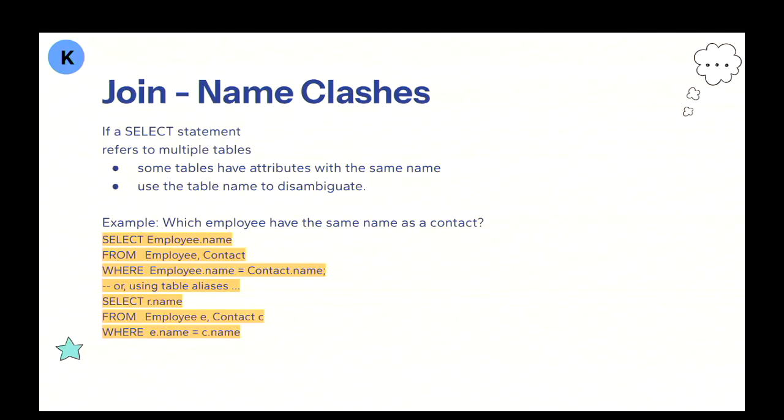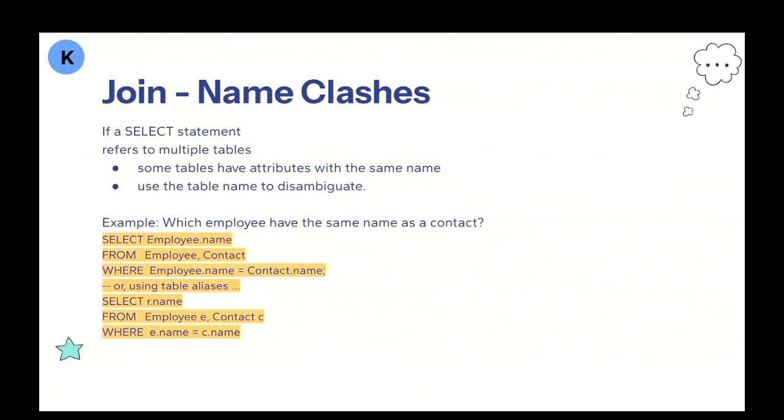And you may notice that sometimes different tables could have attributes with the same name. So how do we deal with the clashes of names? In our previous exercise, you may notice that when we write the select query, we could use table name dot attribute name to uniquely identify the attribute. That's how we deal with name clashes.